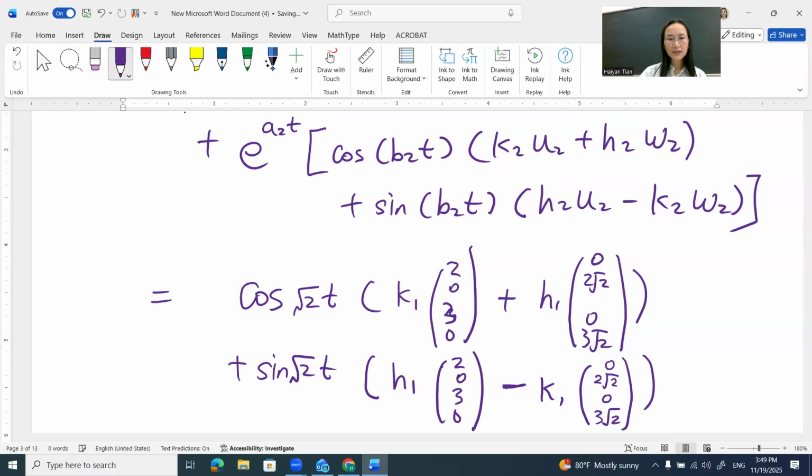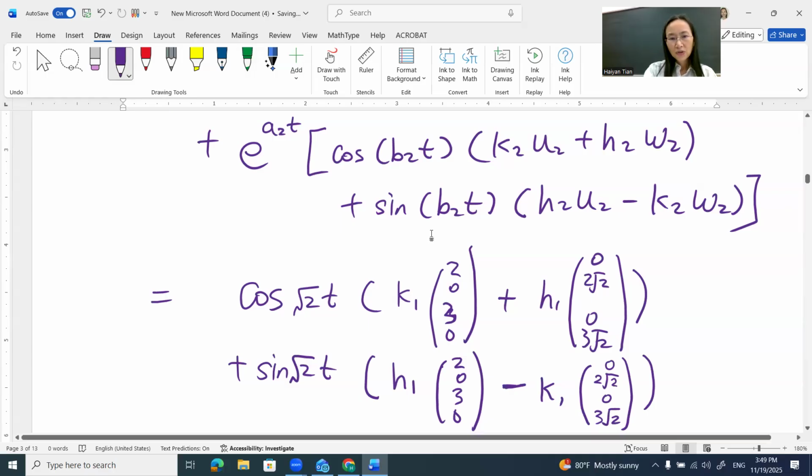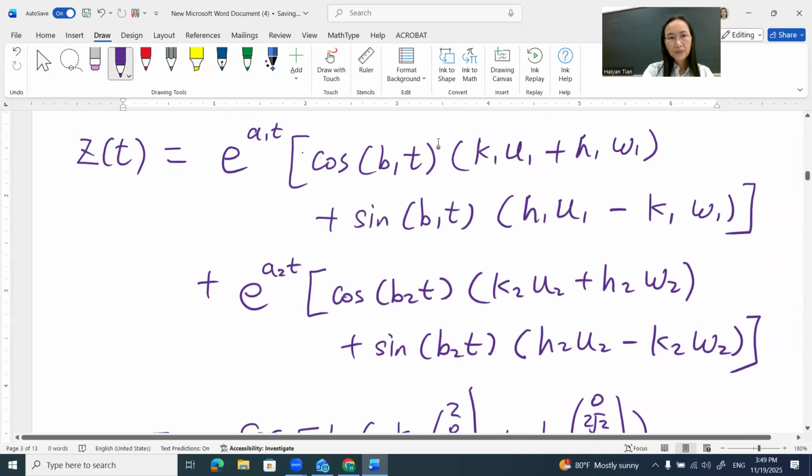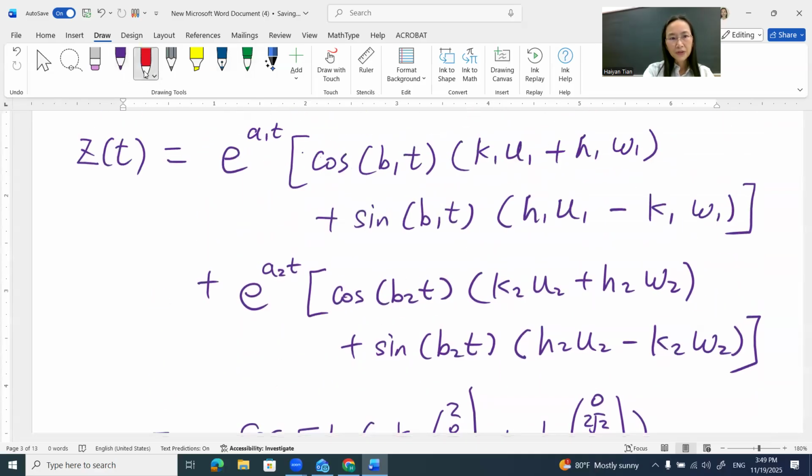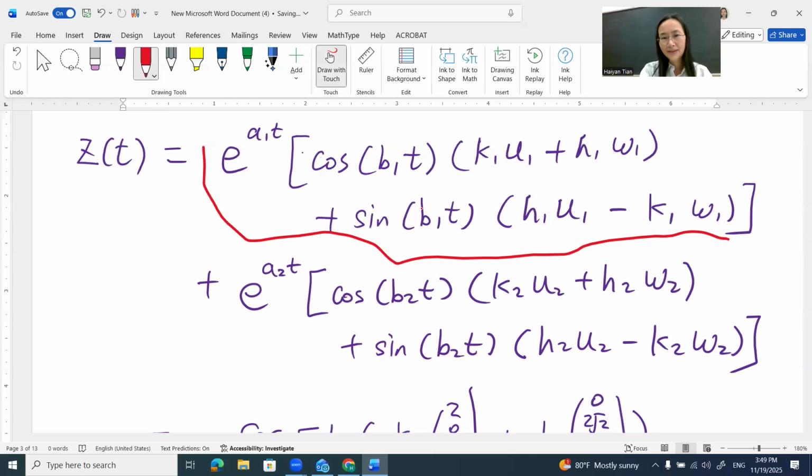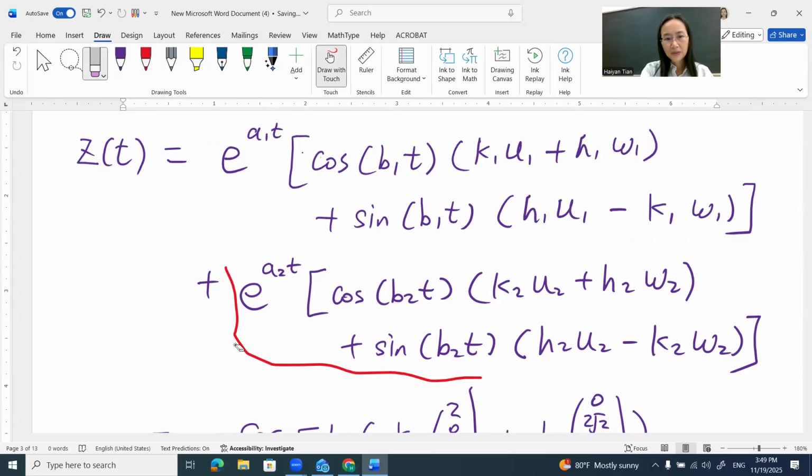So the thing I just wrote is just this portion. We just did this portion, with A1, B1, U1, W1 all in their places. And then we continue. We cannot stop there. We still have to deal with the other eigenvalue and eigenvector. So let's continue with the second one.